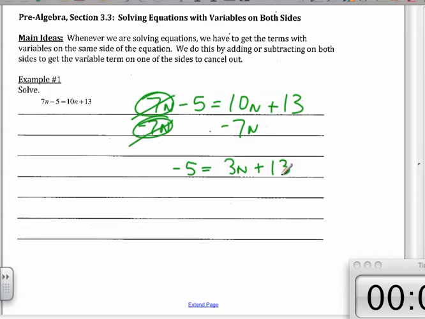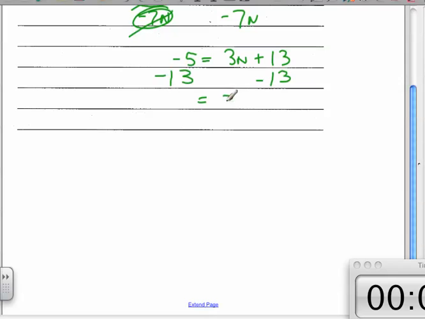Okay, it's easy, Julian. I'm just going to subtract 13 from both sides, like that, and I'm left with 3n on the right, and this, when I combine them, a negative 5 and a negative 13, I get negative 18. Beautiful. Beautiful. I'm in heaven now, Will K.